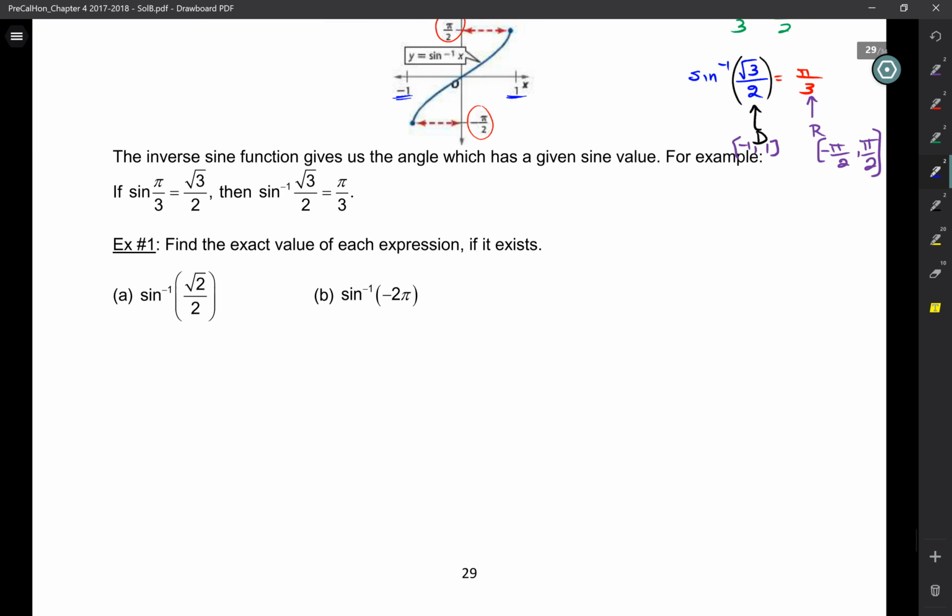All right, so let's do a couple of examples. Find the exact value of each expression, and I'm just going to lay it out on the table right now. When you're in doubt, is it radian or degrees? Radian. No more degrees. Degrees are dead to us.